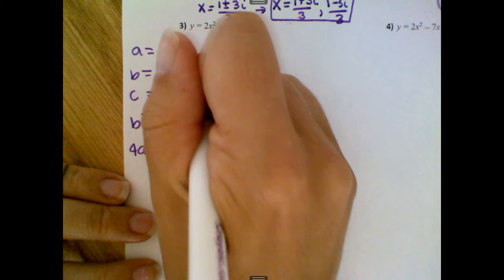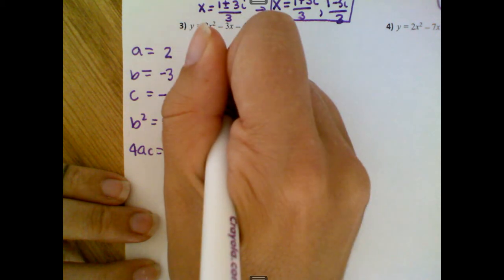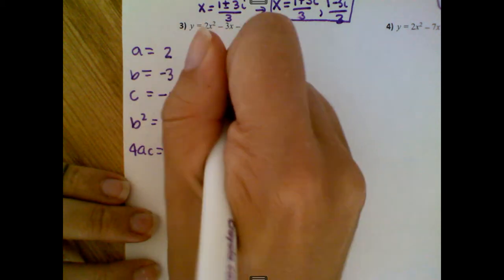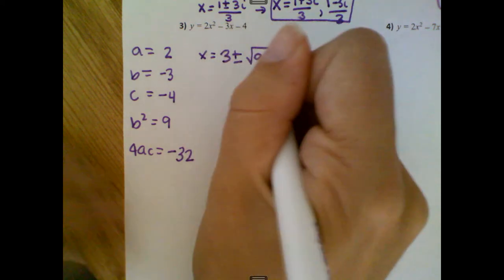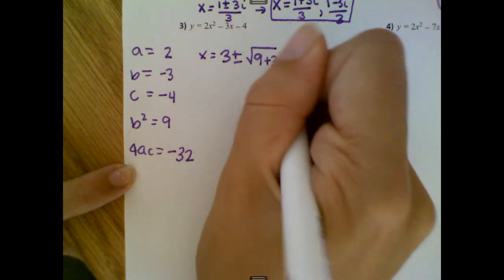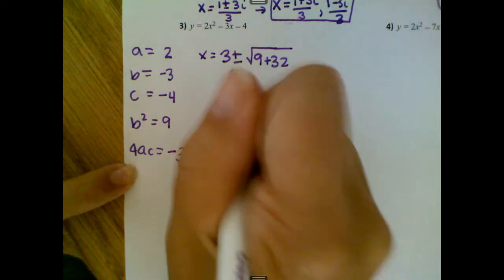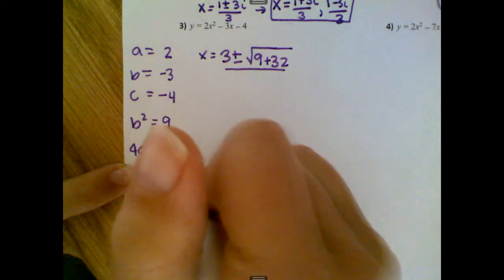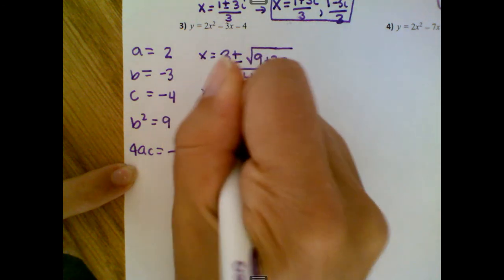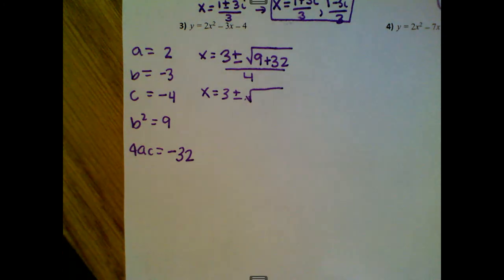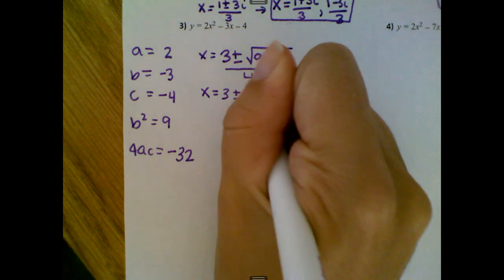So now we're going to plug it in. X equals negative b, but the negative of a negative 3 is a positive 3, plus or minus the square root of b squared minus 4ac, which ends up being a plus 32, all over 2a. 2 times 2 is 4. You got to add those numbers in the radical. So 32 plus 9 is 41.